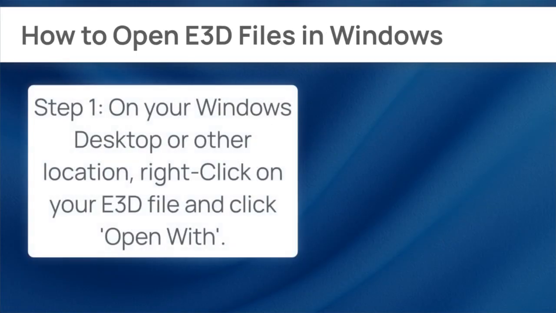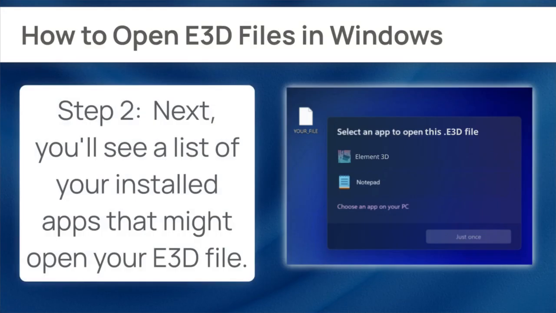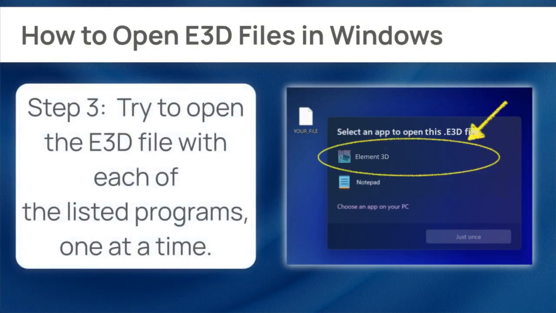To bypass the file reading error, right-click the E3D file and choose Open With. Prioritize Element 3D if available. If absent, choose another application. We are searching for the correct file association.